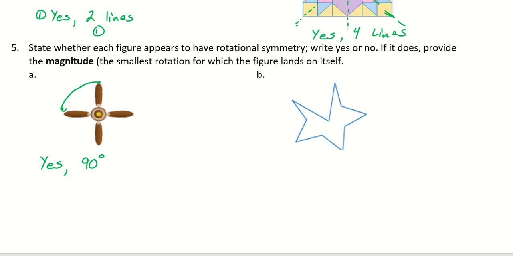On B, this one, it's not perfect, but that's okay. As we're looking at this, remember we agreed in class that we were just going to simply state no if it only has a 360-degree rotation. There's nothing that I can do to get this one to land on itself other than spinning full circle, so we'll just say no.